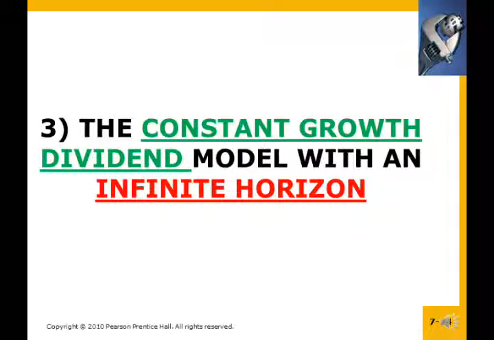The third model is the constant growth dividend model with an infinite horizon. So here we are talking about growth dividend. It's not a constant dividend, but the growth rate is constant. That's why it's the constant growth dividend. The dividend is growing, but with a constant compound growth rate. Do we have maturity? No, in this model, we do not have any maturity date.